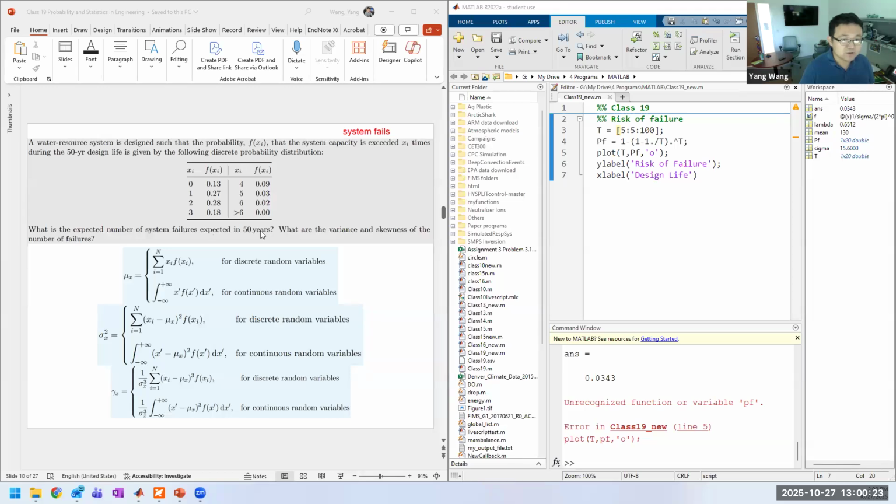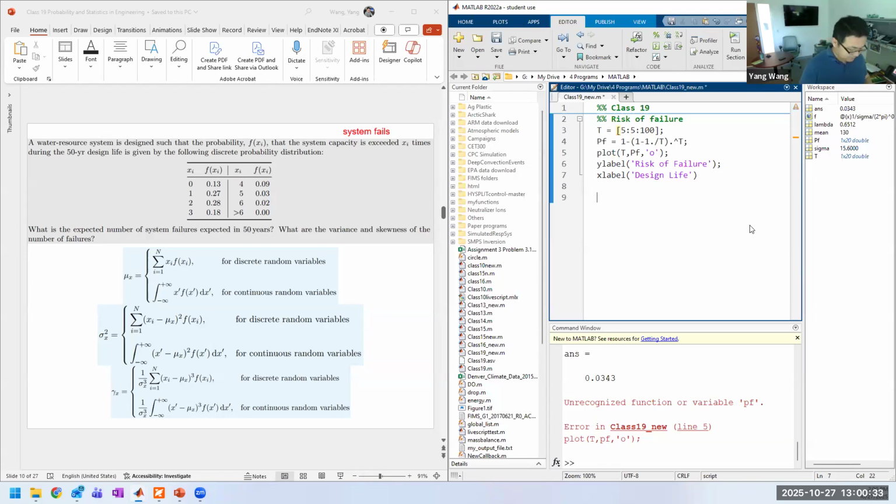So we have this probability distribution, and it's asking us what is the expected number of system failures in 50 years? What are the variance and skewness of the number of failures? Based on these definitions, we can do this quick calculation.